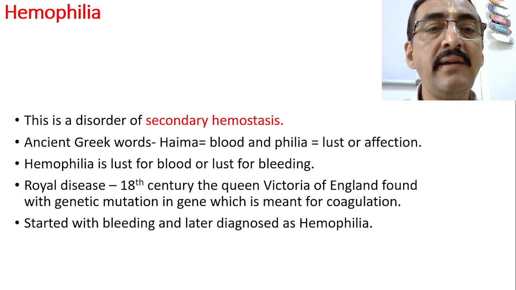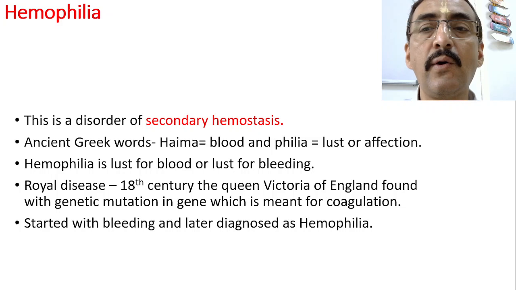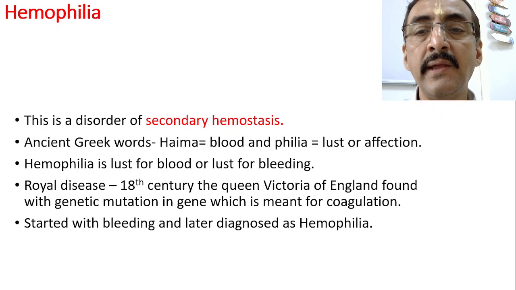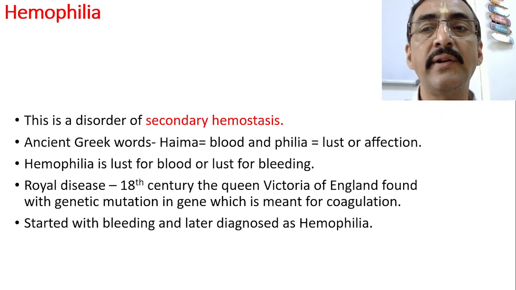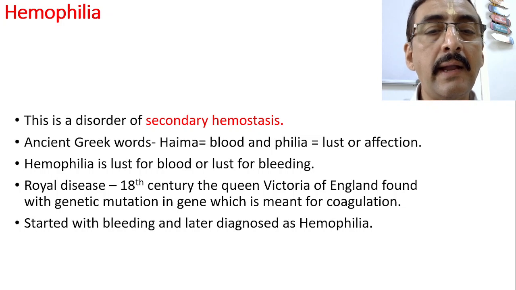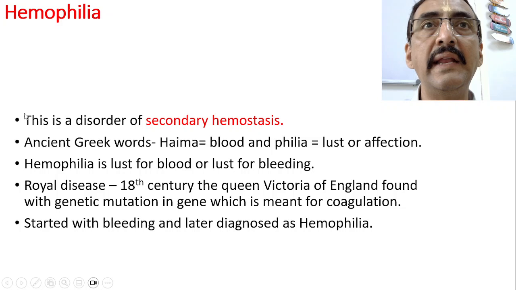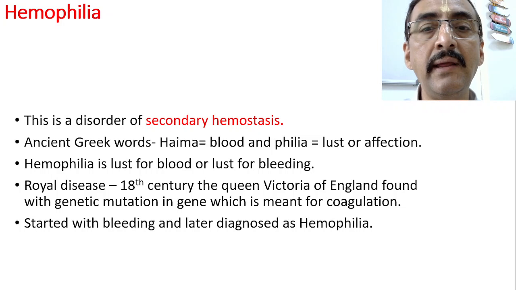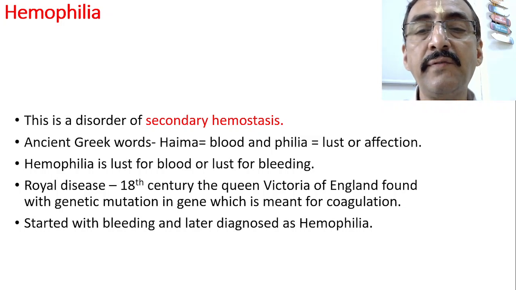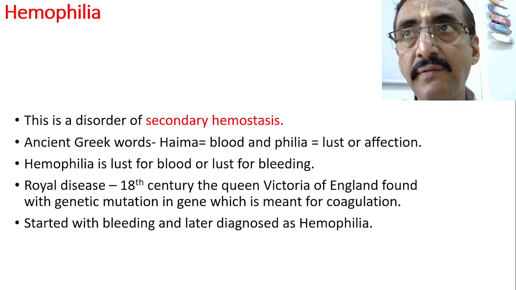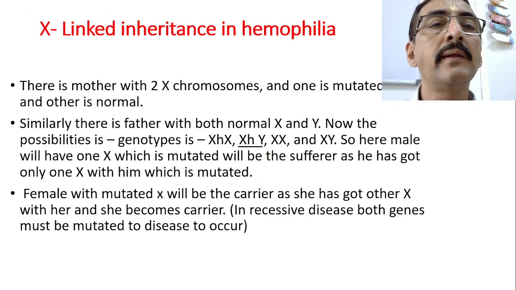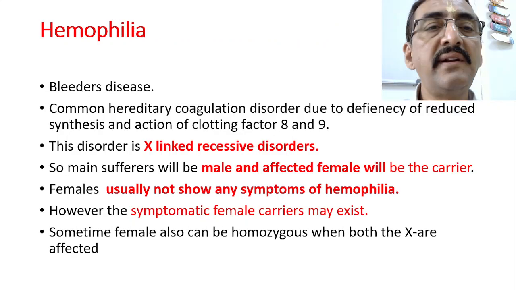Why this name came: in the 18th century, Queen Victoria of England was found with a genetic mutation in her gene meant for coagulation. Later she started with the bleeding and was diagnosed as hemophilia. As it occurred in the royal family when it was first identified, it is also called Royal's disease. Now this is also called bleeder's disease.